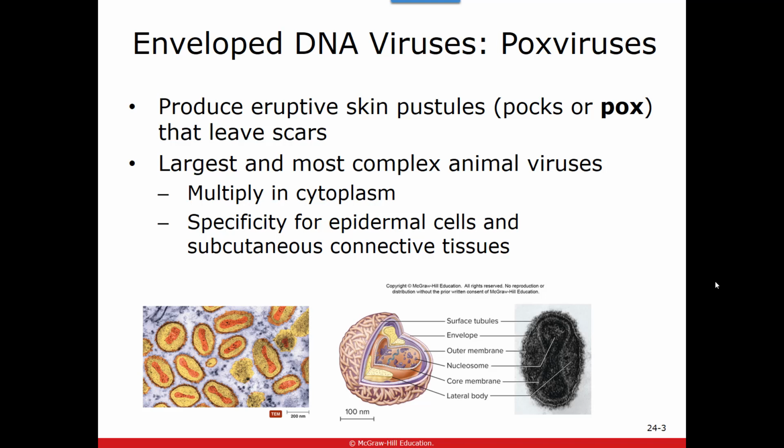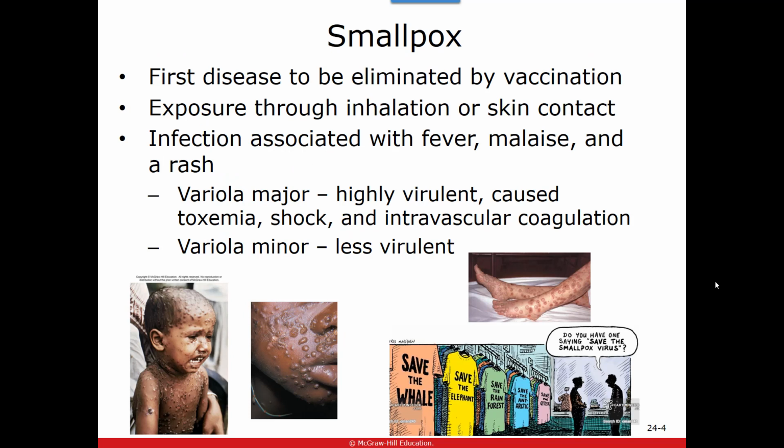They're going to multiply in the cytoplasm of our cells, and they have a very specific affinity for epidermal cells and subcutaneous connective tissue, which is why one of their big outward symptoms is the destruction of our skin and developing those pustules on our skin. Now, one of the strains in the pox virus family is smallpox, and luckily for us, it is the first disease that we have been able to fully eliminate because of vaccination.